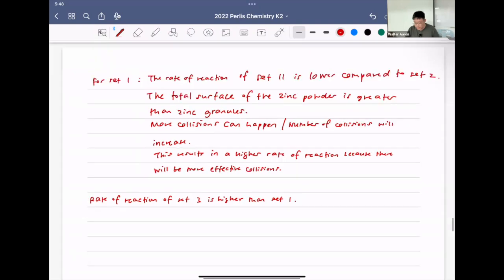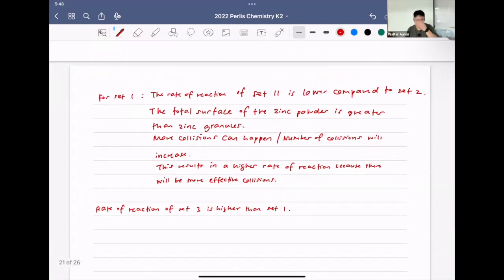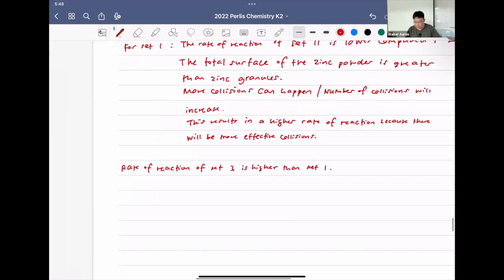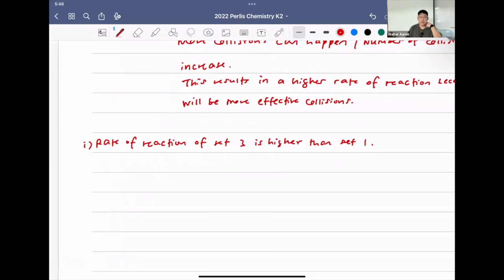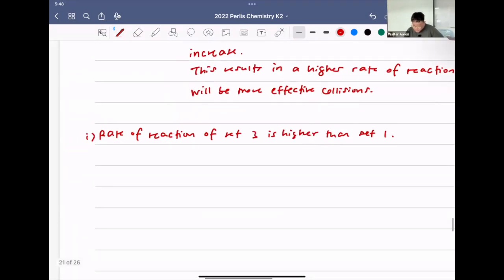So what I did on top here was like an essay form, but it's not in point form. The second one over here is in point form lah. So it's easier for you to see the styles that we can use. So technically speaking, you can actually use point form for your answers lah, but write neatly, of course. Don't simply write. So rate of reaction of set 3 is higher than set 1. Very simple. Then you explain why.